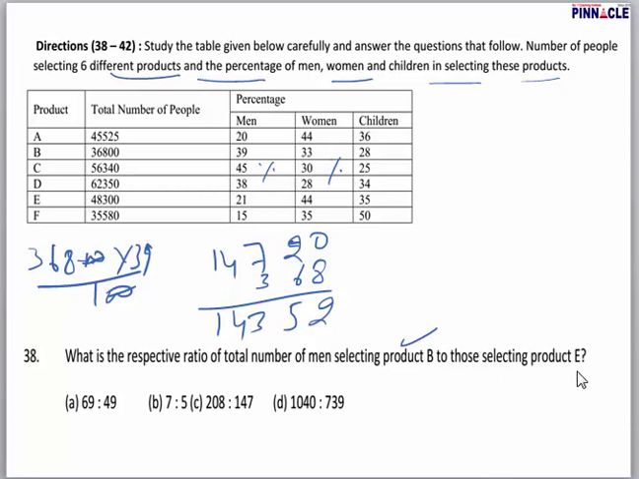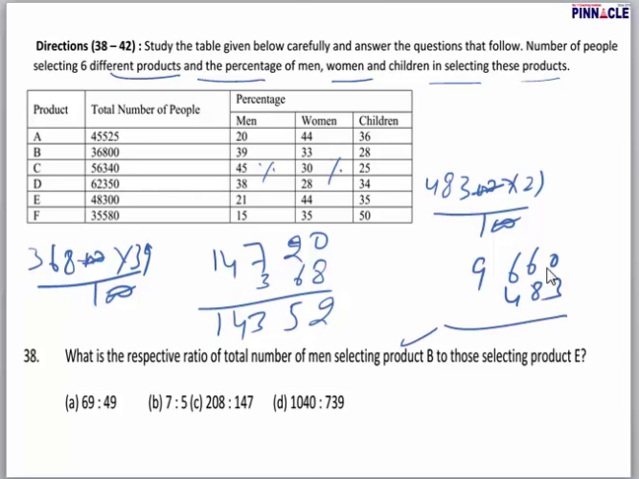We will have 14,352 men selecting E. This is E, 21% of 48,300. So 483 times 20 would be, and if you add 483 you will get 21 times, that is 20 times plus 1 time. It is easy to calculate like this. 10,143, and we have to find the ratio of these two.